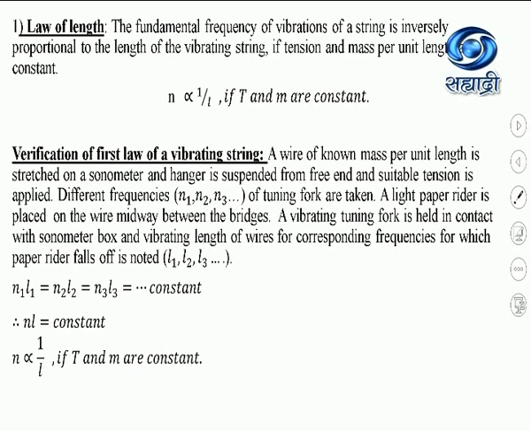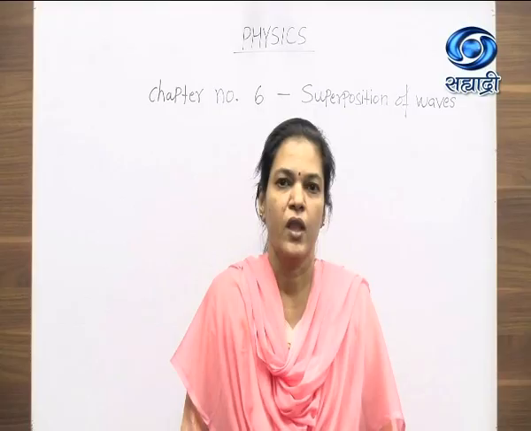This law we can also verify by plotting a graph. If 1 upon L, that is the reciprocal of the vibrating length, is plotted on the y-axis and the frequencies of the forks are plotted on the x-axis, we get a straight line graph approaching the origin, which verifies this first law, that is the law of length of a vibrating string.